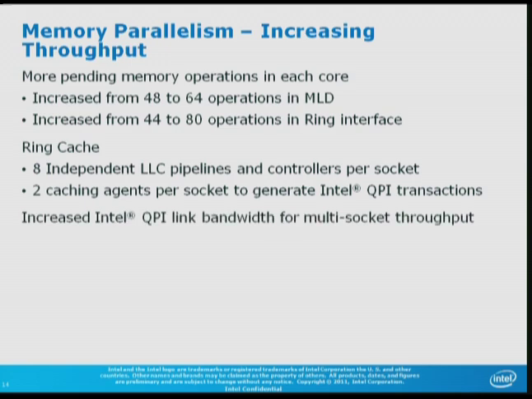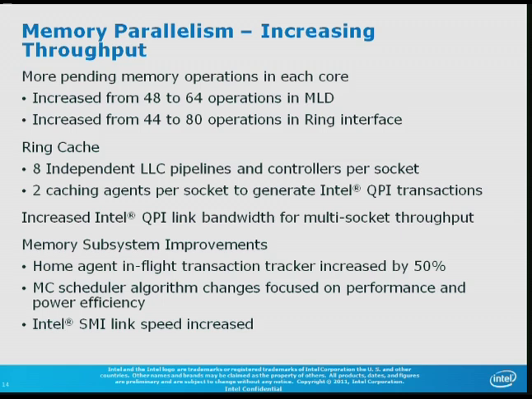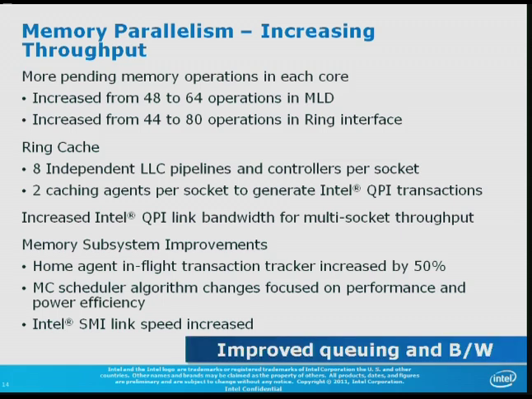As I mentioned, our QuickPath link bandwidth has been increased to 6.4 gigatransfers per second. And we've made substantial memory subsystem tweaks as well. Our home agent's queue sizes have increased. We've modified our memory controller algorithms to focus on both performance and power efficiency. And again, our SMI link to our DRAMs has also increased to 6.4 gigatransfers per second. All of this results in better queuing and bandwidth.